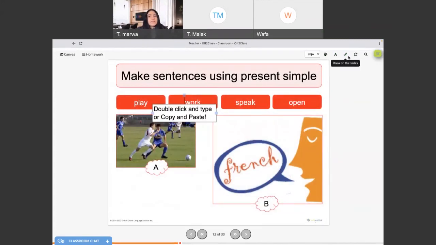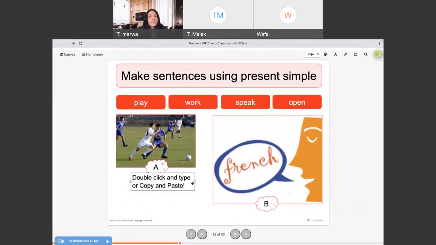Now you're going to make sentences for the pictures. Okay, start with picture A. You use the verbs from above. Put a subject or subject pronoun. You can put he, she, it, we, you, they. What do we put here? Shall I say he or they, because we have more than one person? They. So they.